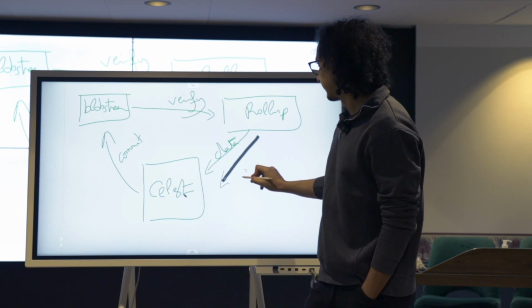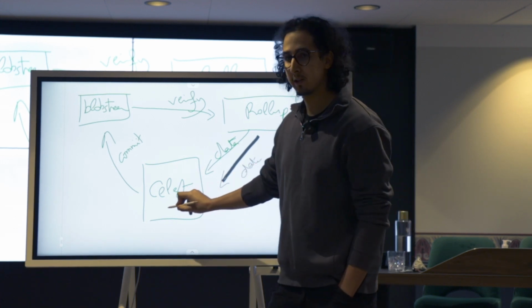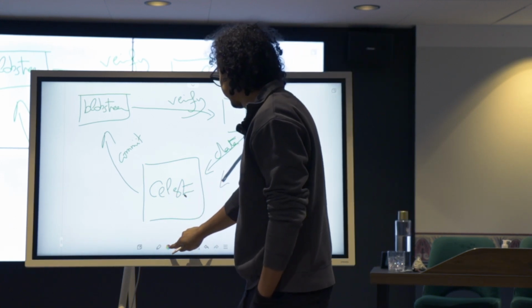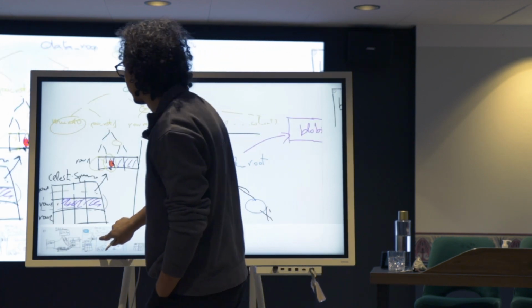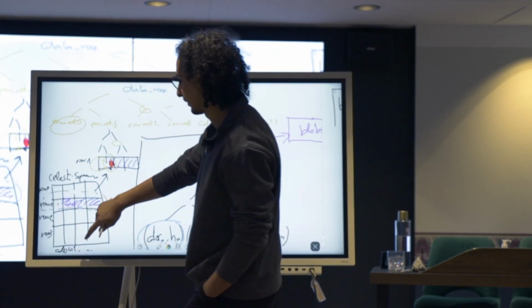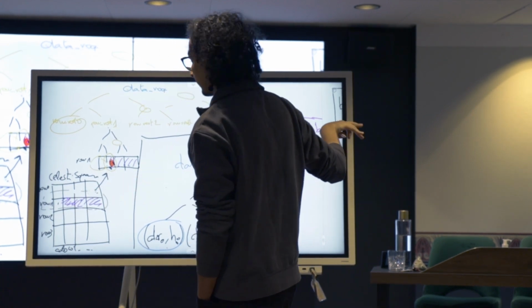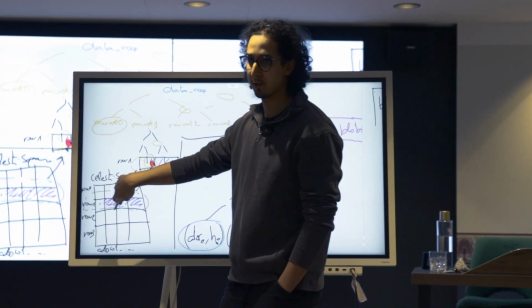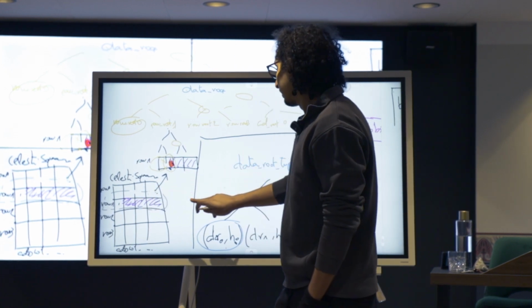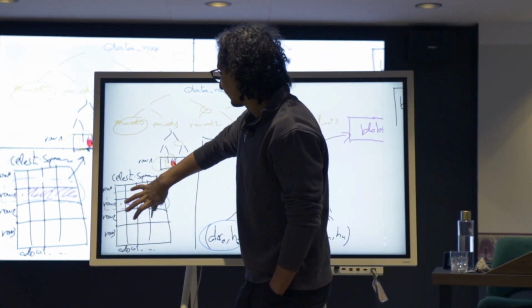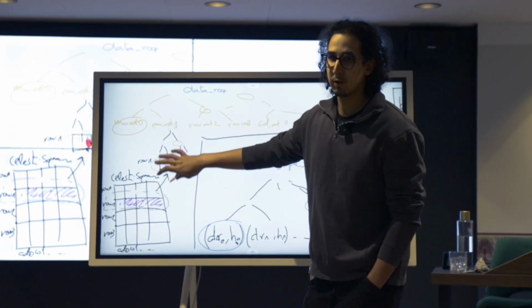So once this data is sent to Celestia, it's put inside a square, the Celestia square, like this one. We can assume, for example, this is the rollup data that was just sent. All the transactions are in this place here. Once you have this, you start creating commitments over this data.